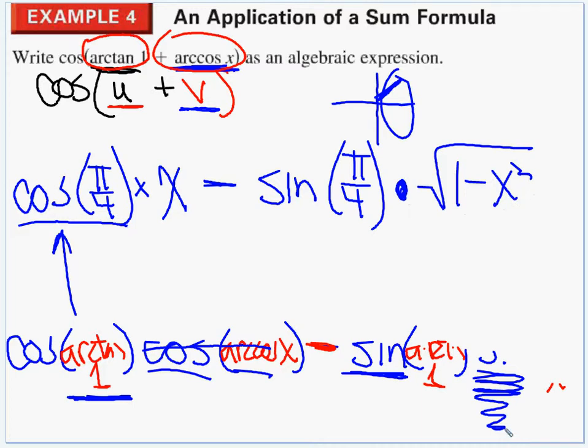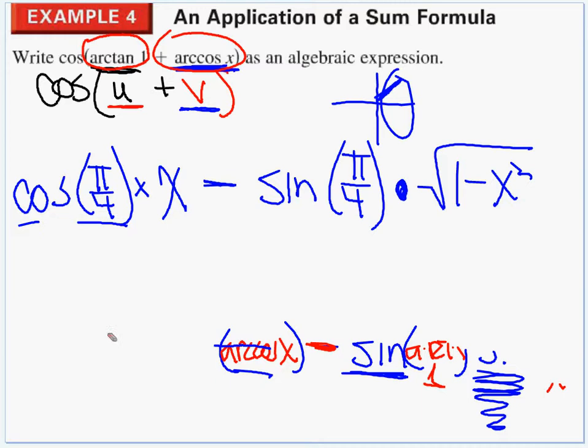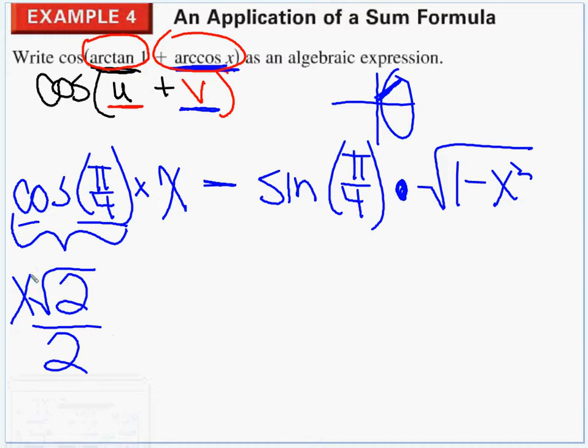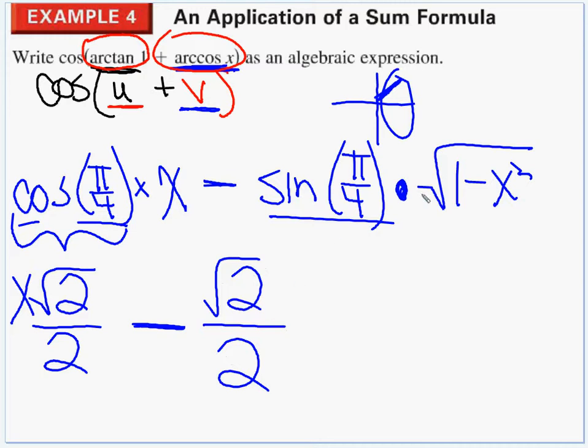I guess that's close enough to a 2. Okay, now we can keep simplifying here. This cosine at pi over 4 is root 2 over 2. And we're going to multiply that by x, so I'm just going to put an x here in front of the radical, x times that root 2. And then minus, here sine at pi over 4 is also root 2 over 2. And we're going to multiply that by another radical over 1, or 1 minus x squared.